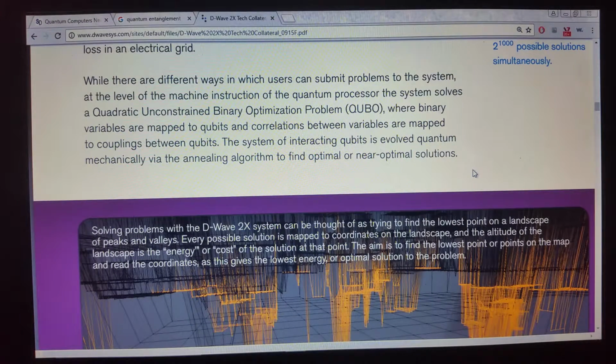While there are different ways in which users can submit problems to the system, at the level of the machine instruction of the quantum processor, the system solves a quadratic unconstrained binary optimization problem, QUBO, where binary variables are mapped to qubits and correlations between variables are mapped to couplings between qubits. The system of interacting qubits is evolved quantum mechanically via the annealing algorithm to find optimal or near optimal solutions.